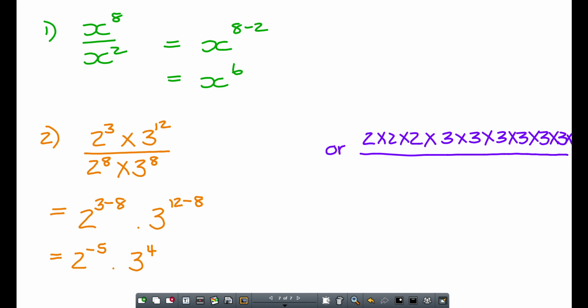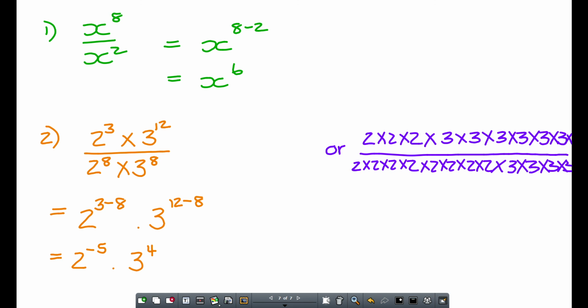Then at the bottom, 2 to the power of 8 means 2 multiplied with itself 8 times. So 1, 2, 3, 4, 5, 6, 7, 8. Then times 3, 8 times. So 1, 2, 3, 4, and then my space is up again. This is what you would have done in primary school.